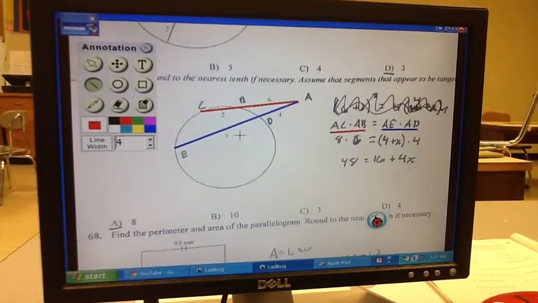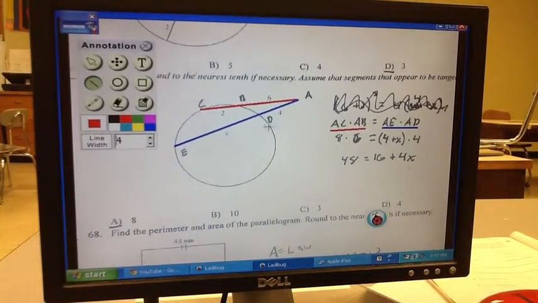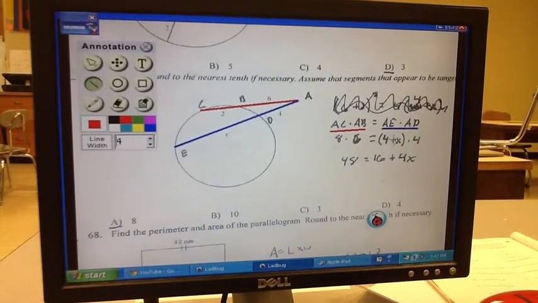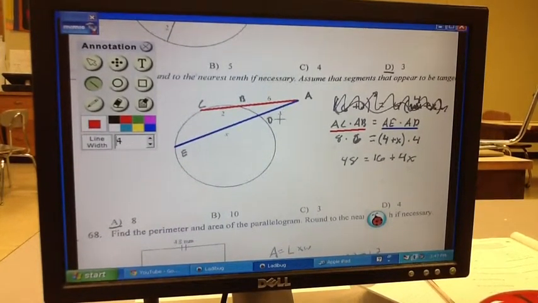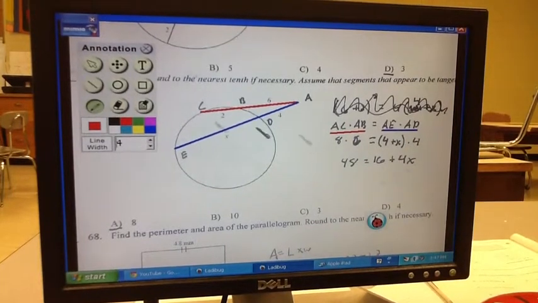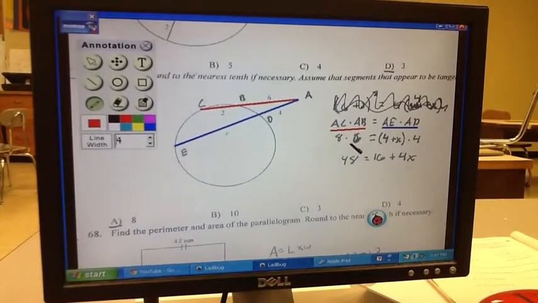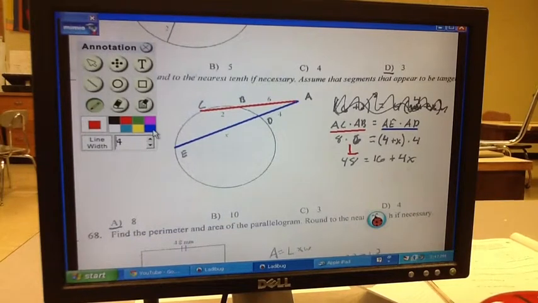That's 4 plus x, not 4 times x. That's where you're going to mess up. Make sure you have that plus in there. Multiplied by A times D, which is the outside of 4. 8 times 6 is obviously 48, no problems.